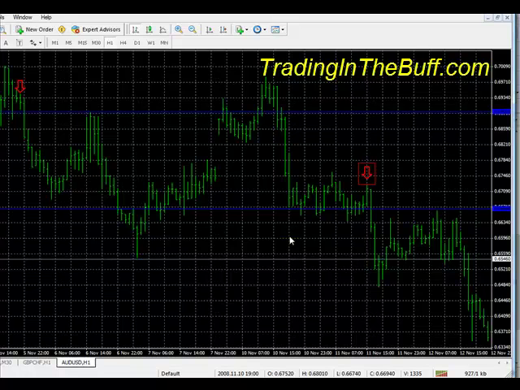A fair warning: some of them do not work. There's no such thing as every single time in Forex. There's no 100% in Forex. Don't worry about it. Just take a look at the ones that do work and see how they work. Take a look at those important support and resistance areas. Don't worry, I'll cover the ones that do not work as well.